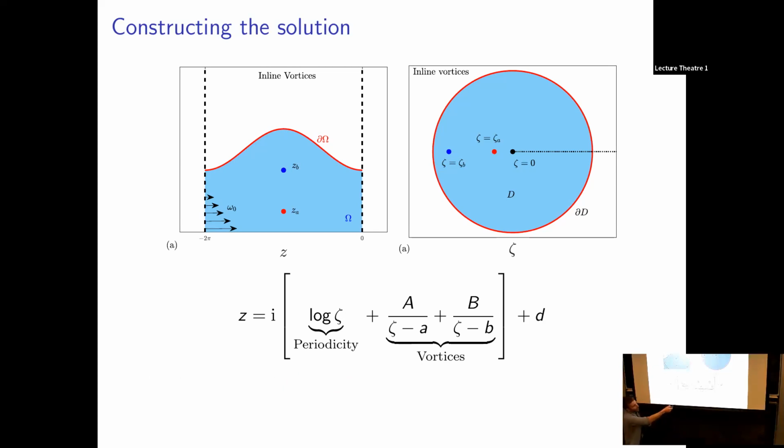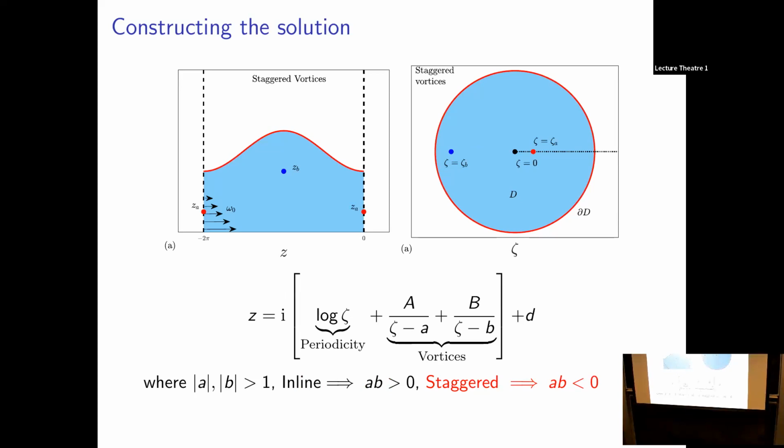Okay, so we want this map to be analytic in the disk. So this means that a and b have to be outside. And for this inline configuration, they have to be the same sign as well.